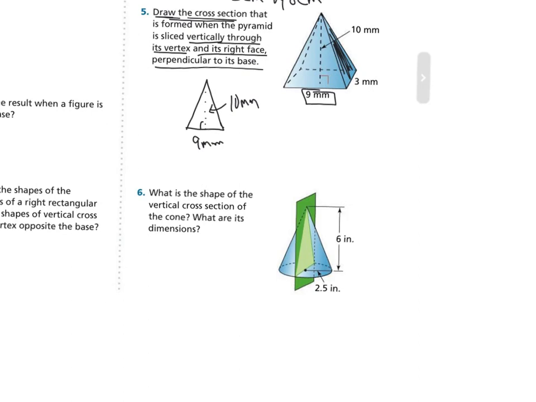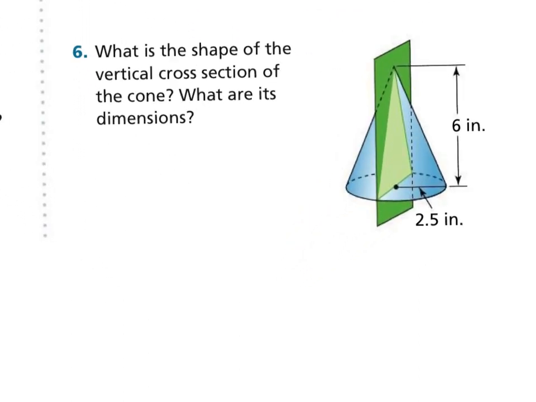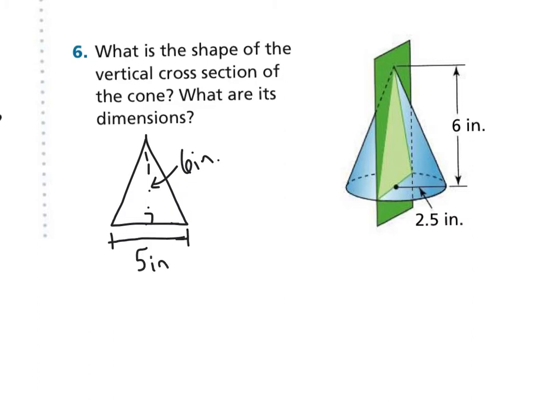If we look at number 6, what's the shape of the vertical cross section of the cone and what are its dimensions? So if we do the cross section here, you can maybe visualize that actually would be a triangle. And it's going to have a height of 6 inches. And the base, if you'll notice, the 2.5 is like the radius. So all the way across here would be double that, so that would be 5 inches.